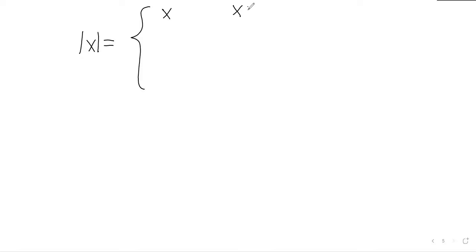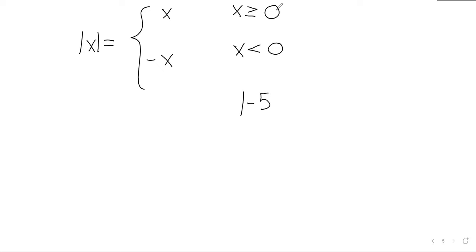So if the input is not negative, the absolute value doesn't do anything. If the input is negative, the absolute value flips from negative to positive. And how do you make a negative number positive? Well, two negative signs cancel each other out. So you make a negative number positive by putting a negative sign in front of it. And there's the absolute value.